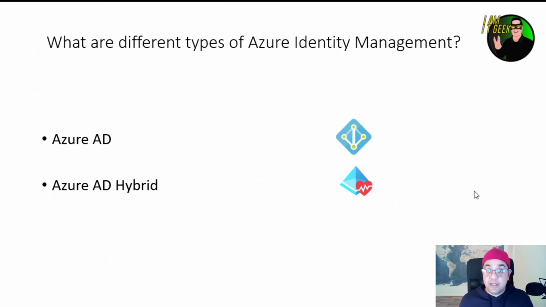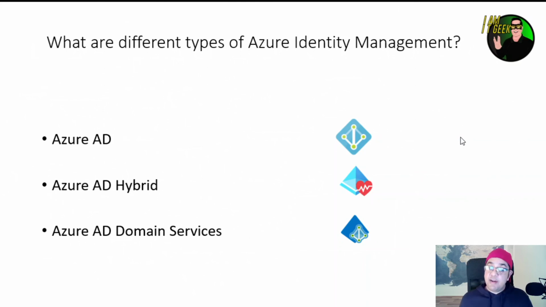So the second type is Azure AD Hybrid. Again, we touched on having Azure AD Connect in your configuration. I will be showing that in later videos. But again, Azure AD Hybrid is a different type of identity management with Azure.